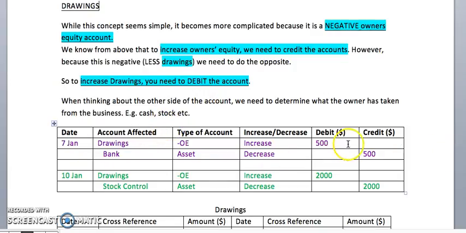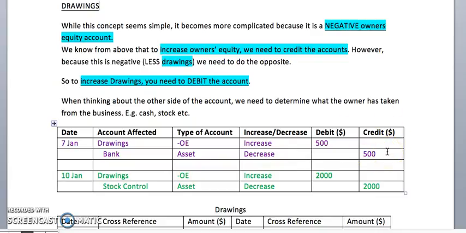So I've got an example already written here for you. On the 7th of Jan, the owner takes drawings. So it's drawings. The type of account, I've just written negative owner's equity there so I remember. We're increasing it. The more you take out, the more you increase drawings by $500. So I know that because it's a negative, when you increase drawings, overall you decrease owner's equity. Therefore, I need to debit it. The bank is going down because I'm taking money out of the business, so it's credited.